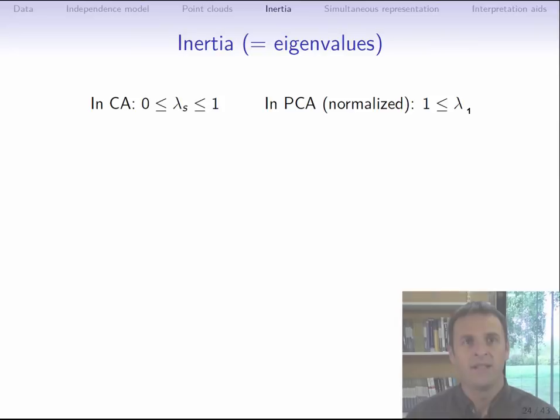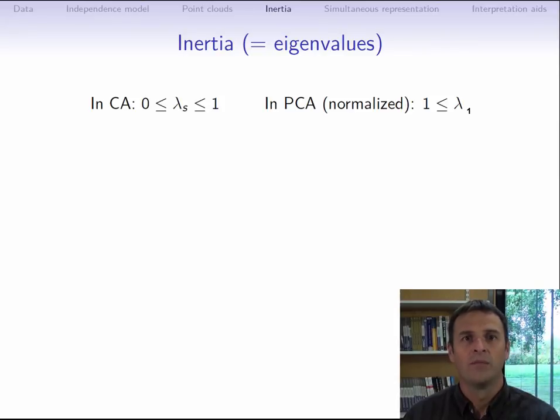In correspondence analysis, it is useful to distinguish between the inertia and the percentage of inertia because the inertia are themselves interesting. They make up part of phi squared, which gives a global measure of the link between two variables. In correspondence analysis, the following theoretical result is very important. The eigenvalues are always between 0 and 1.